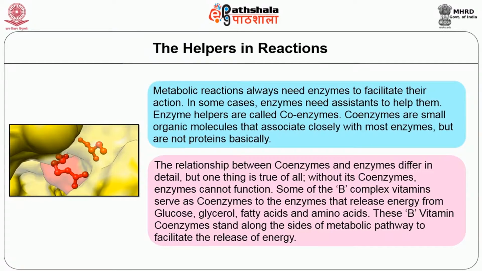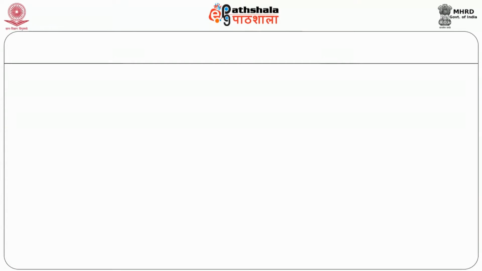Some of the B-complex vitamins serve as coenzymes to the enzymes that release energy from glucose, glycerol, fatty acids and amino acids. These B-complex vitamin coenzymes stand along the sides of the metabolic pathway to facilitate the release of energy. Now we will see the production of energy.